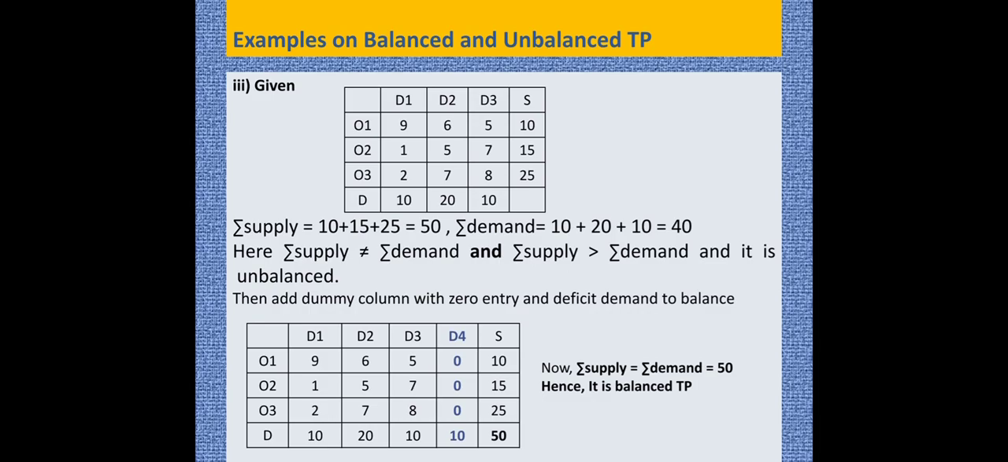Now let us go to the third example. Here 10 plus 15 plus 25 is equal to 50 and demand is equal to 40 here. Here also supply is not equal to demand and supply is greater than demand, and it is unbalanced. When supply is greater than demand, what you need to add? We need to add a dummy column here. Then add dummy column with zero entry and deficit demand to balance. We need to add the deficit balance here, that is 0 0 0 is added and 10 is added here, so that now supply is equal to demand, which will be 50, hence we convert it into a balanced transportation problem.